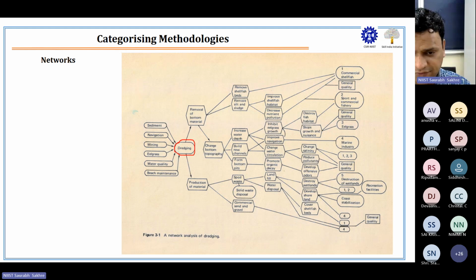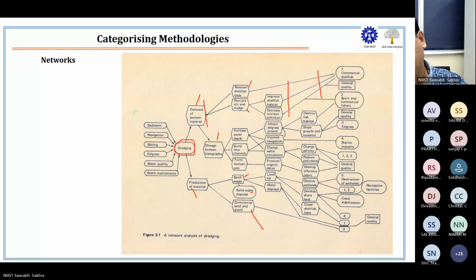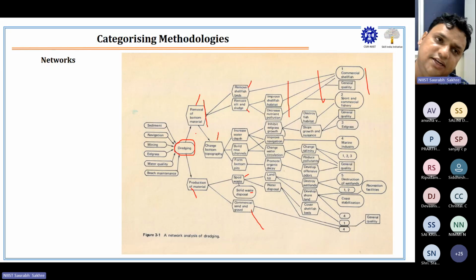Now, if I'm doing dredging, first there will be removal of bottom material and production of some new material. These two outputs can only come. I've removed something from the bottom and I'm producing some new material out of it. Then this removal of bottom material will lead to removal of shellfish beds and removal of silt and sludge. It will also lead to change in the topography of the bottom area of the bed. And production of material will lead to spoil waste, solid waste disposal, as well as commercial sand and gravel. Like that, I have to form a full chain, showing how many types of impact one activity will lead to. So anyway, I'll be sharing this with you today itself.